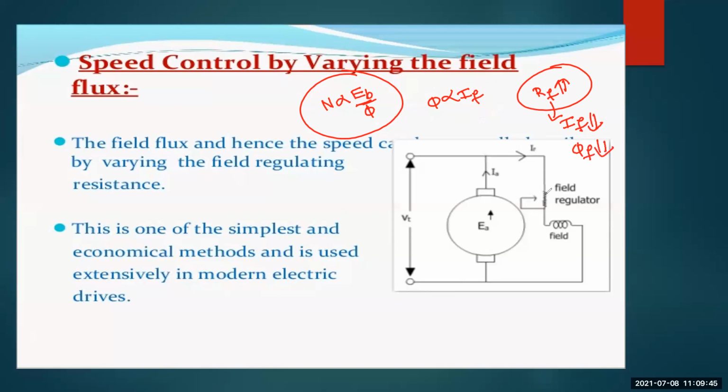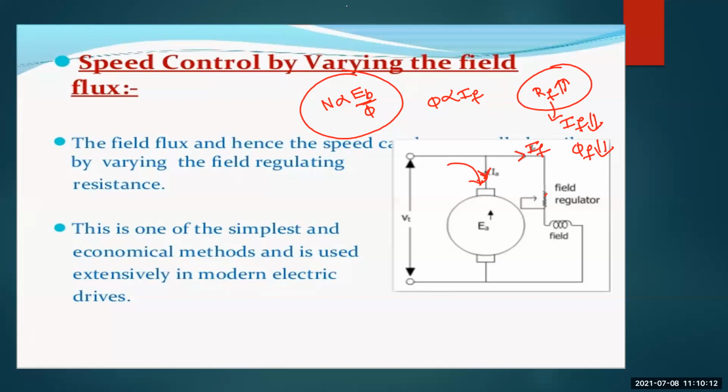So the field resistance is increasing. If the resistance is increasing, it means the current flowing in the field winding is decreasing. Current is always choosing the low resistance path. That's why the current is diverted into the armature. So instead of flowing through the field, the current flows more in the armature winding. In this way, the field current can be controlled.